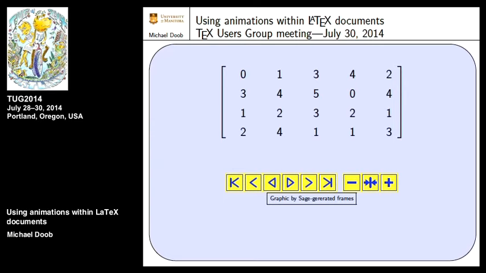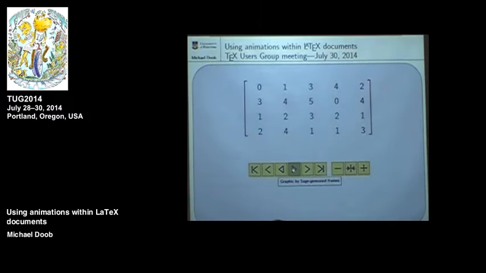Third example is the following. So this is a matrix. Let me just run that animation for you. This is nice. It's got little buttons and things. So here we go. Let's watch the matrix change as we go along. OK, this is the first algorithm we teach to our students. So we've reached the end result.